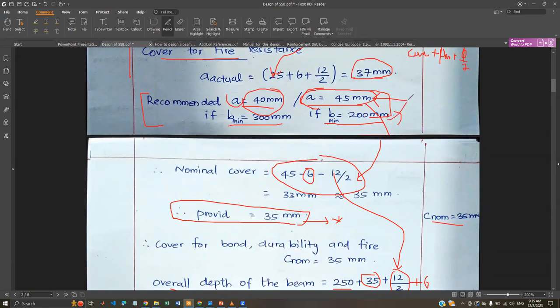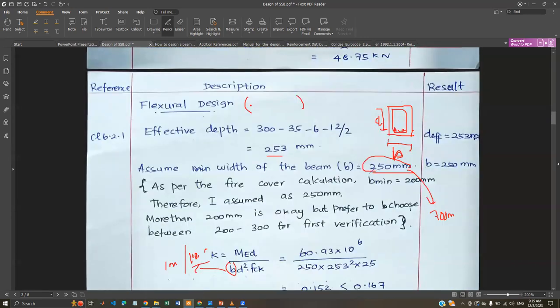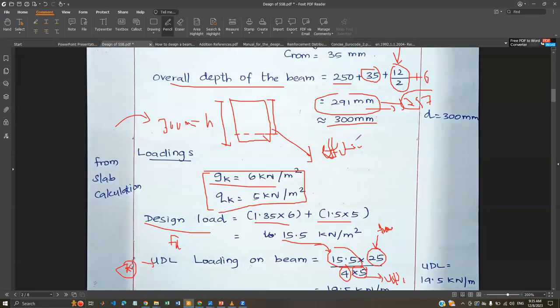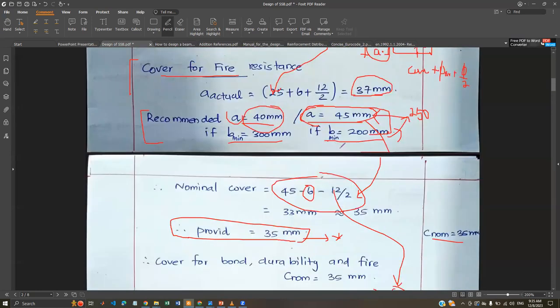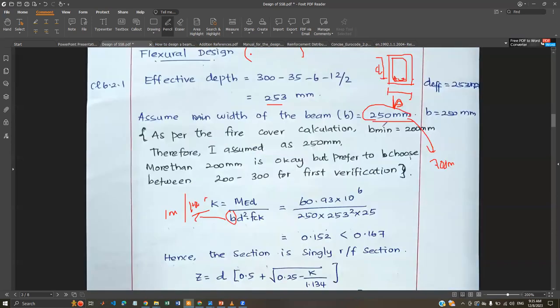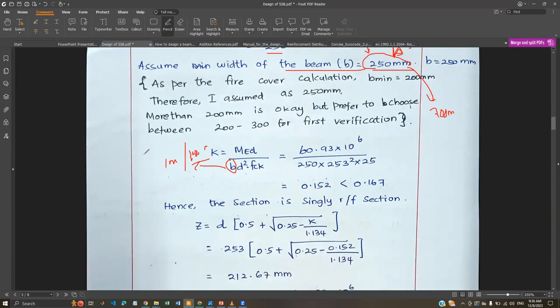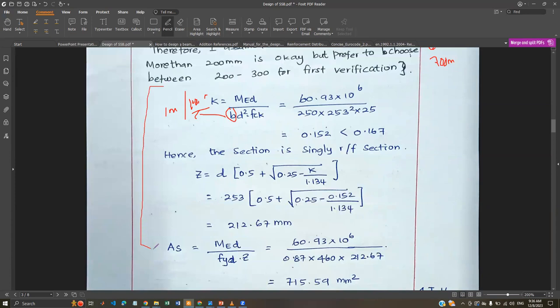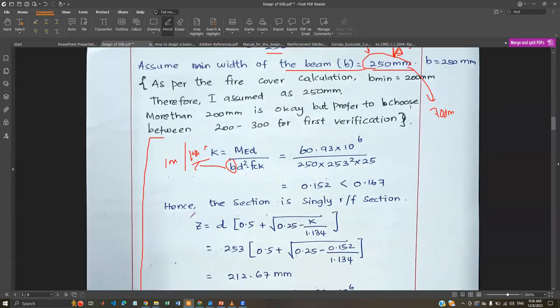So I am just going to deal with the 250 millimeter first, and I am going to check whether the assumed beam width is satisfying my case or not. This assumption is not coming blindly. Based on the fire resistance, I have calculated my B minimum, which is 200 millimeter, and based on that I have found my width of the beam, right? And then I'm going to do the same thing that I have done in the class, checking whether my reinforcement condition is singly reinforced or not.